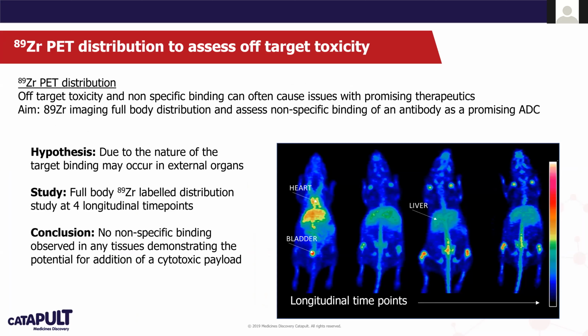So zirconium PET is a very good tracer because of its half-life. It means you can inject it into the body and then repeatedly image several days after injection to be able to longitudinally assess that distribution of the compound.